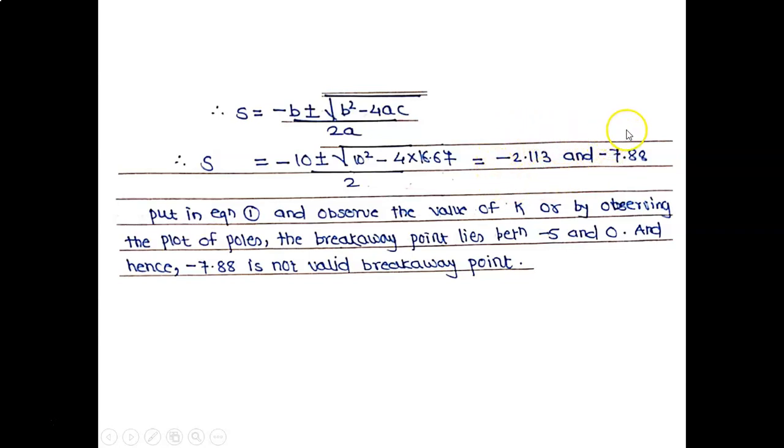The value which lies in no root locus region, that is minus 7.88, which lies between minus 5 and minus 10. Therefore, you can say that this is not a valid breakaway point, that is minus 7.88. Therefore, only one breakaway point is there, that is minus 2.113.